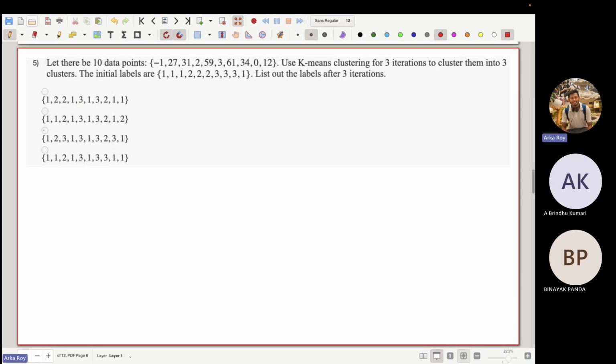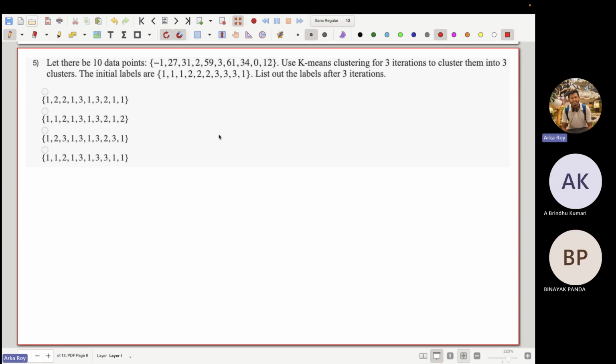The next question states: let there be 10 data points: -1, 27, 31. So they have given up to 12. So there is a set of data points given. Use k-means clustering for 3 iterations to cluster them into 3 clusters.